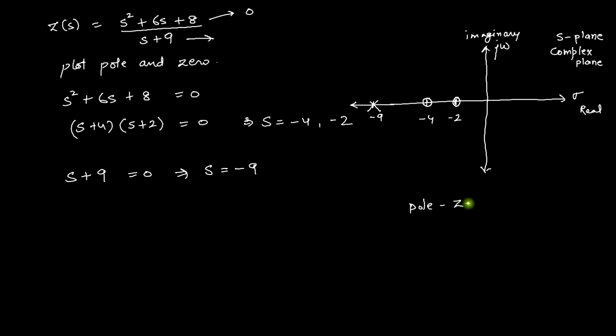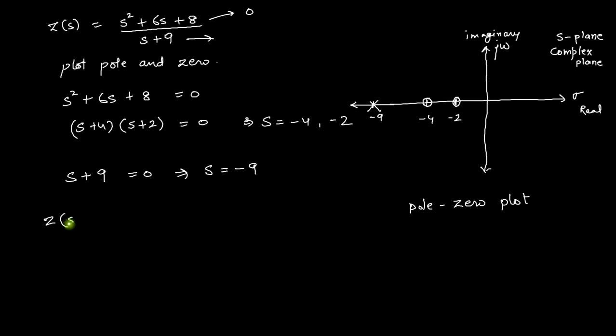Pole zero plot of the network function. We can comment on the reliability of the network function by knowing the placements of poles and zeros on this plot. We will do it in further classes. Let us consider one more example.